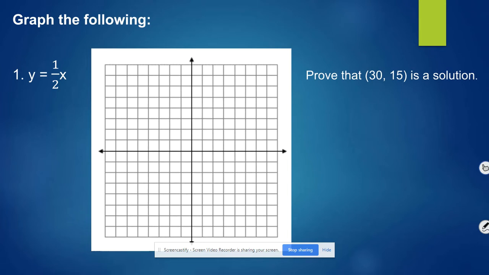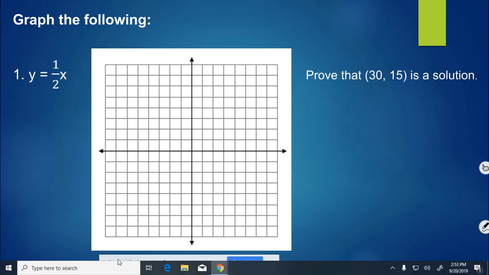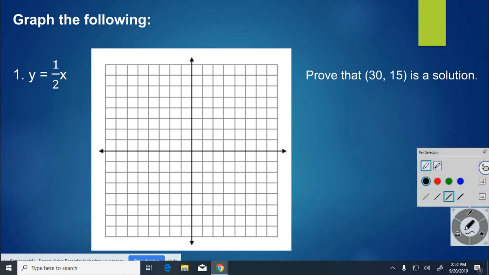Graph the following. So we have a very simple equation. If you remember from last week, this is what we call a proportional relationship because the y-intercept is 0 and is going to fall through the origin. Since the y-intercept is 0, we're going to start at 0 and the slope is 1/2.